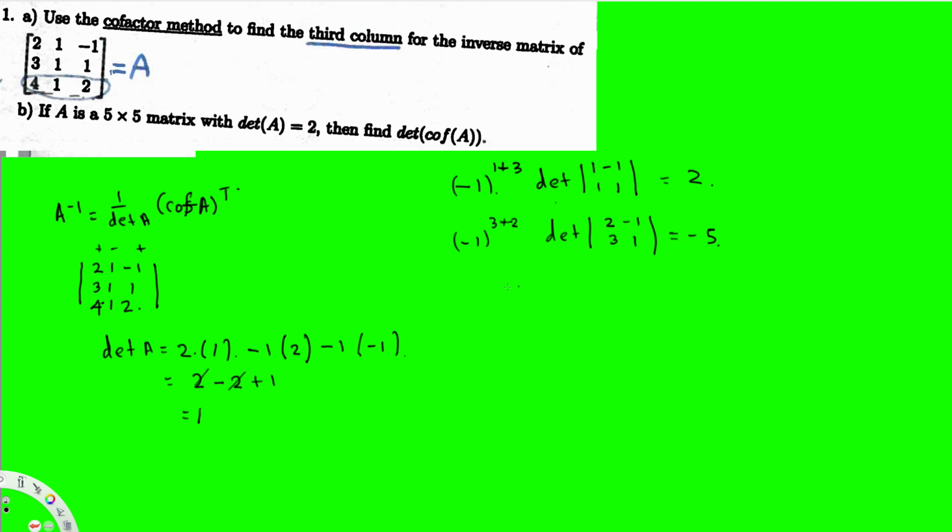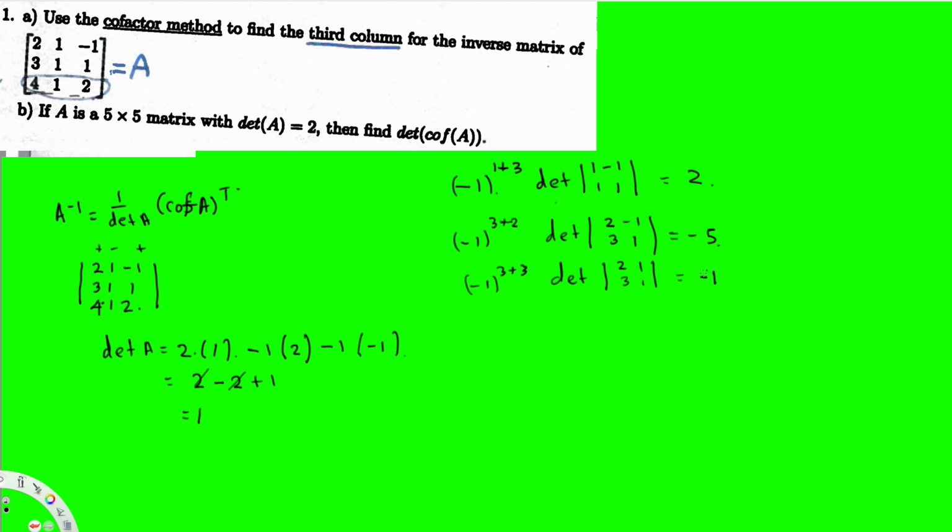Then the third one we are doing is minus 1. The location is 3, 3. Third column, third row. So 3 plus 3. Then the determinant, when I eliminate these components, is going to be 2, 3, 1. So 2, 3, 1. And if I do the AD minus BC, it's going to be 2 minus 3, which is going to be minus 1. And it's an even power, so it's going to be the same answer, minus 1.